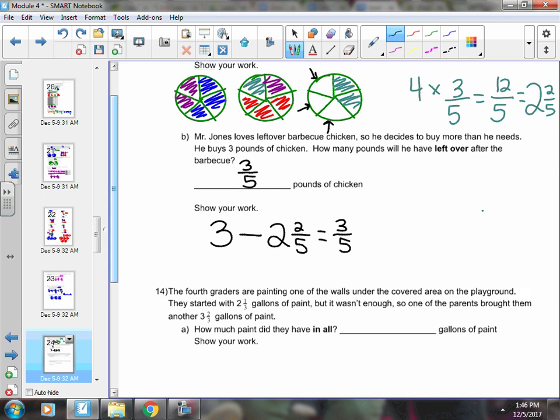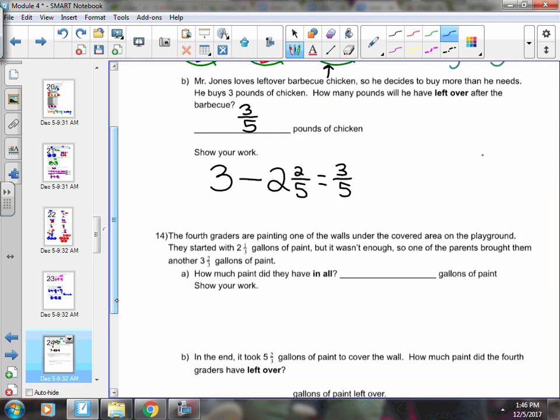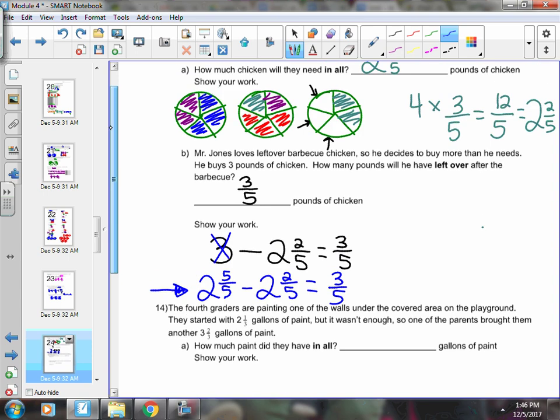You also could do this if that's confusing to people. Instead of 3, I'm going to call it a big old 2 and 5/5, which is exactly the same thing as 3. And then subtract 2 2/5. A big old 2 minus a big old 2 is a big old 0. 5/5 minus 2/5 is 3/5. So these are the same thing, but maybe this one looks better on your eyeballs. But you can also see it up in that picture, that there are 3/5 of a pound left, right? 3 whole circles minus what they ate, 3/5 left.